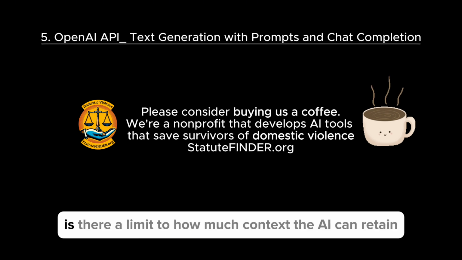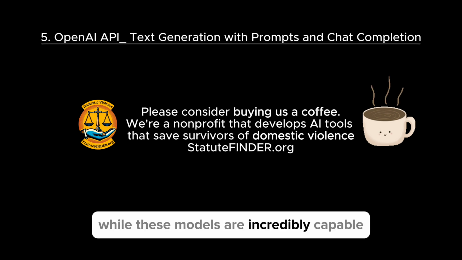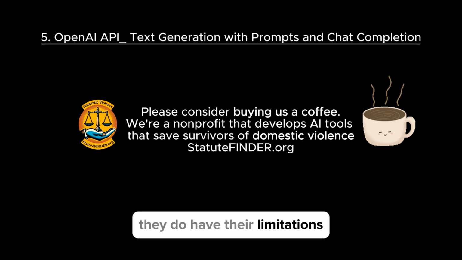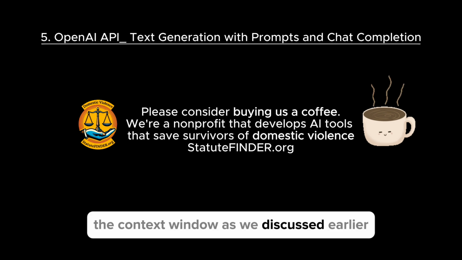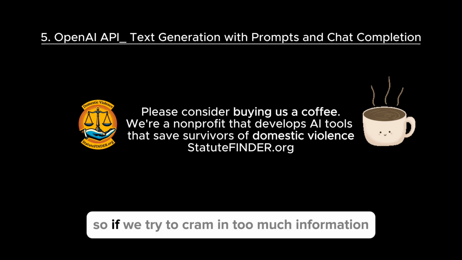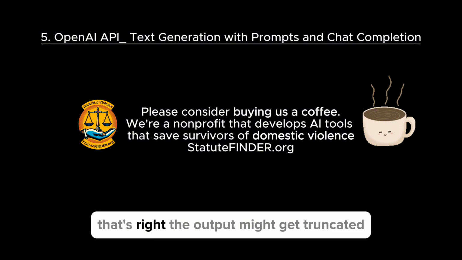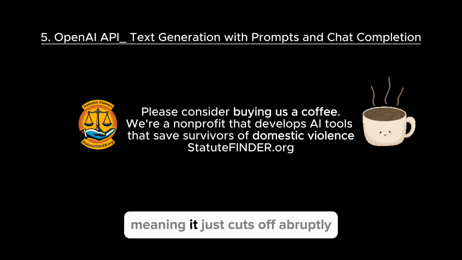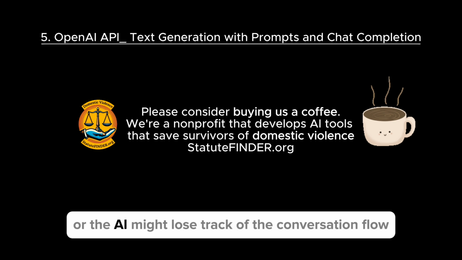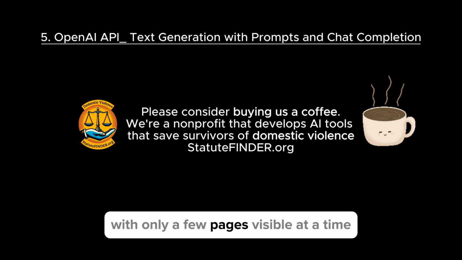But I can't help but wonder, is there a limit to how much context the AI can retain? We've already talked about token limits and context windows. Yeah, you raise a really valid point. While these models are incredibly capable, they do have their limitations. The context window, as we discussed earlier, determines the maximum number of tokens the AI can process at once. So if we try to cram in too much information, we risk exceeding that limit. That's right. The output might get truncated, meaning it just cuts off abruptly, or the AI might lose track of the conversation flow. It's like trying to read a book with only a few pages visible at a time.